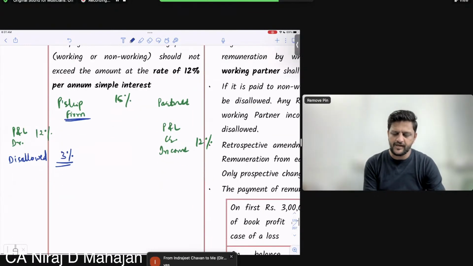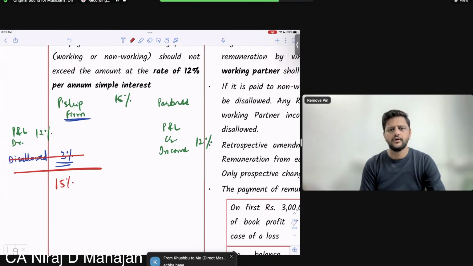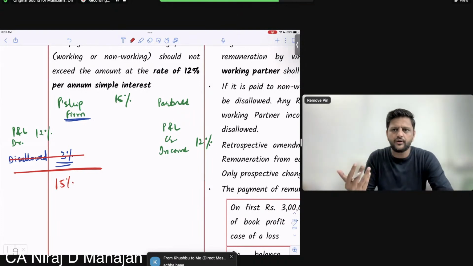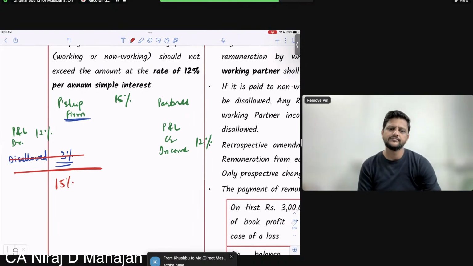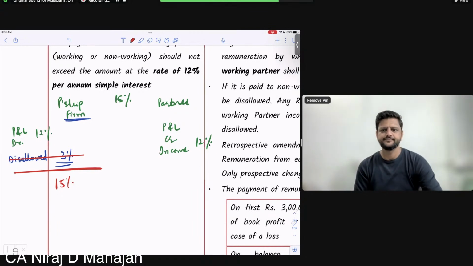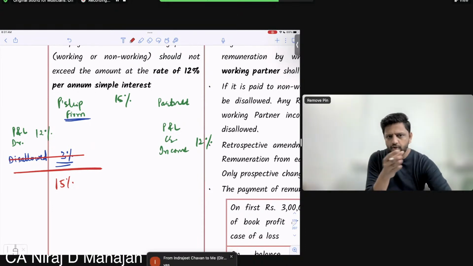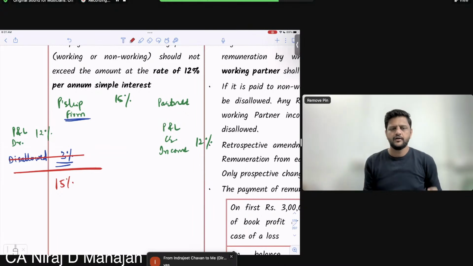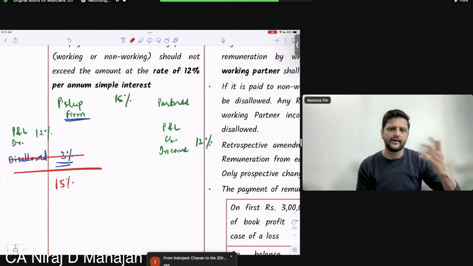See, originally my P&L debit was how much? You have paid interest to the partner, so you debited 15%. But I am saying this will not be allowed. When expenditure is not allowed, it means what? You are taxing it. Clear till here? So when you disallow the expenditure, when you disallow the debit, my profit increases. That means I'm taxing it. Understood? Now understand, can there be double taxation in the hands of the firm and also in the hands of the partner?